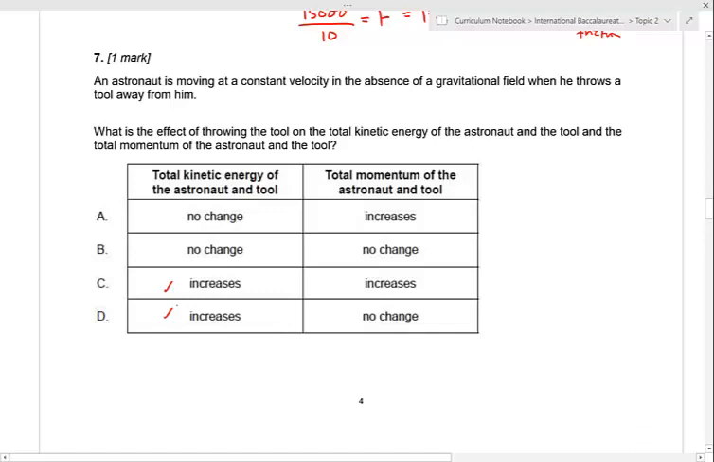The total momentum of the astronaut and the tool, well, in this case there are no external forces, so there should be no change. So D is the answer.